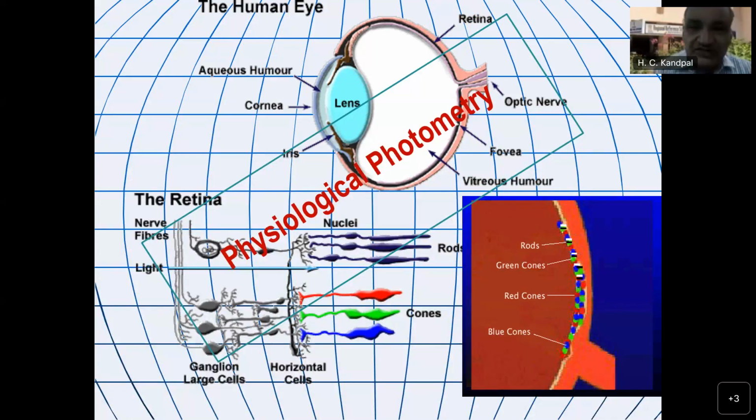This slide shows the human eye, because photometry deals with whatever a human being sees, the colors seen in the daytime, and the light intensity basically in the evening. Nature has made us in such a way that our eye sees everything. Since the eye is involved, and physiology is the science dealing with the human body, it is called physiological photometry.